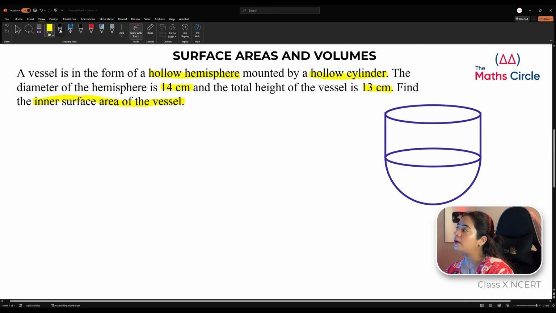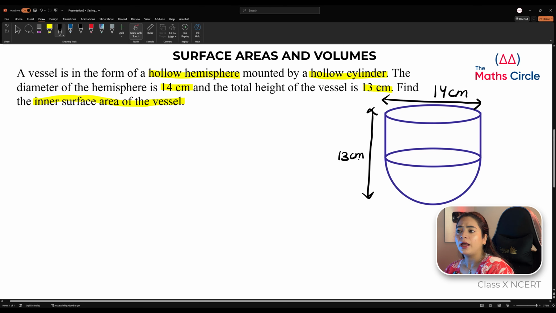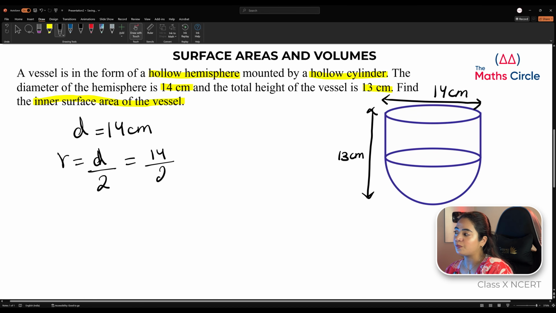So first of all, we observe carefully what we are given. First of all, we are given the diameter of the vessel, which is 14 centimeter, and the height of the vessel, which is 13 centimeter. Now, as the diameter is 14 centimeter, we can simply find the radius, which is diameter over 2, which we get as 14 by 2, 7 centimeter.